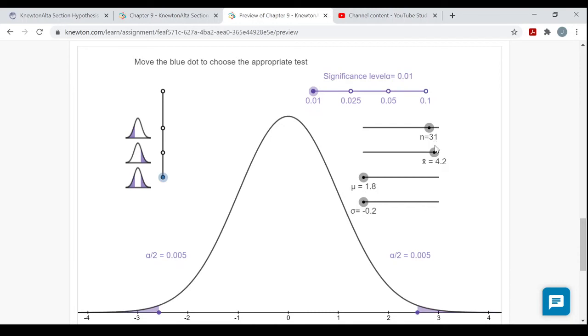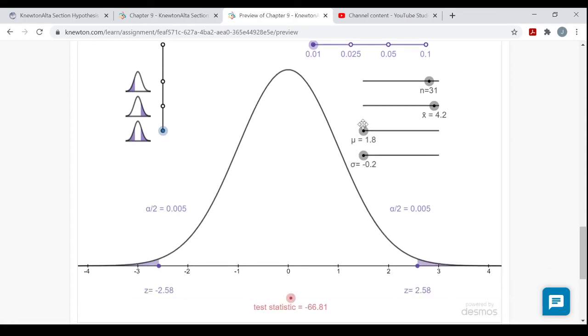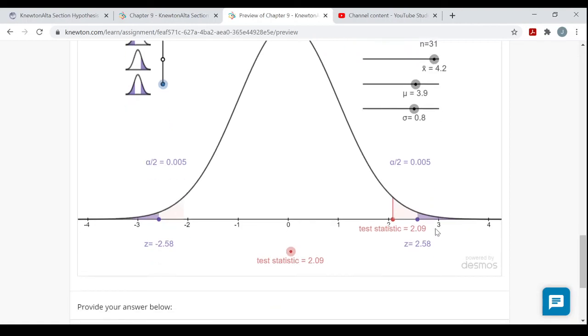The mean of the population, right? That's the mean that you're assuming from the null hypothesis. That was 3.9. And then the standard deviation, they told us sigma was 0.8. You see what it's doing here? It's moving our test statistic. Now I said the test statistic was 2.088, which would be 2.09. Remember all the calculator work I did? And look where the test statistic falls compared to these rejection regions.